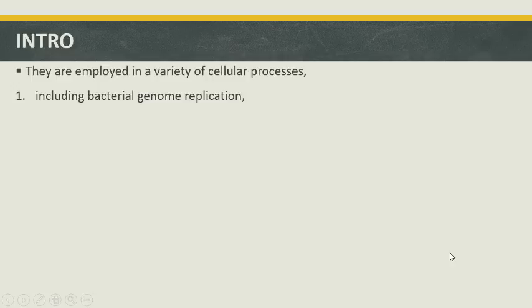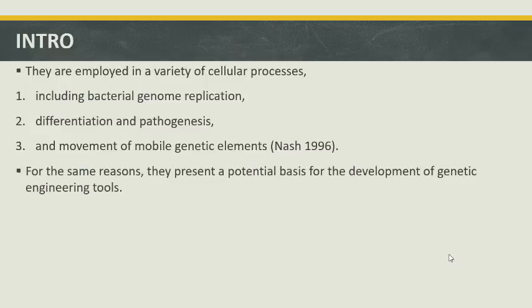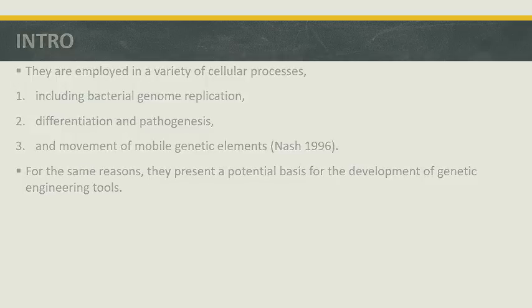The site-specific recombinations are employed or occur in various cellular processes like bacterial genome replication, differentiation, pathogenesis, and movement of mobile genetic elements. These site-specific recombinations can also be helpful for genetic engineers, or they can be used as genetic engineering tools.